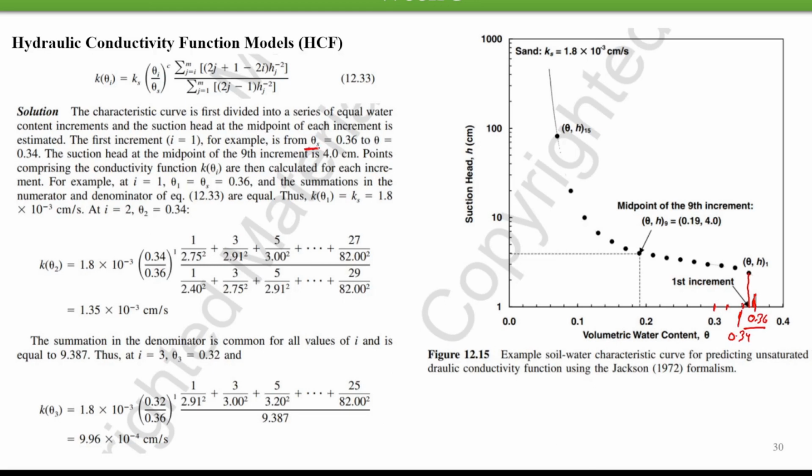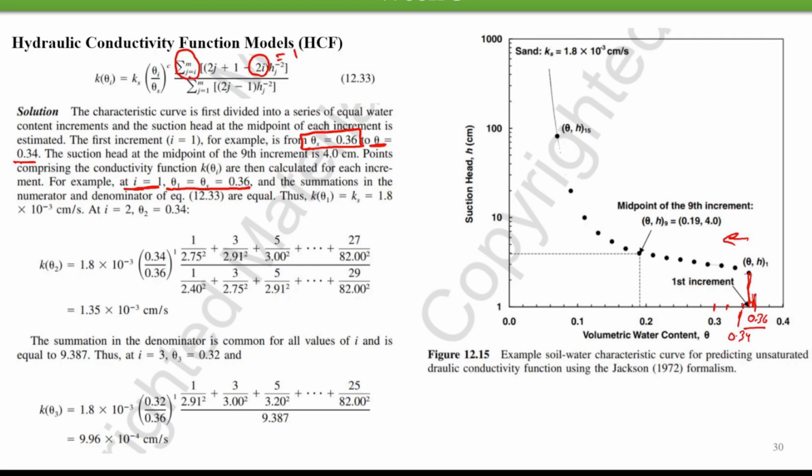We see here that the moisture content at saturation, which we can read from here, is around 0.36. For the first increment we have taken theta from 0.34, and similarly we will consider it for different intervals. Let's see the formula. For the first increment, for i equal to 1, theta 1 is going to be theta saturated, that is 0.36. So we are starting from here and moving to this side. When we apply this formula, we put the value of i as 1. Then we see this 2 into 1, and j will vary from i to m.